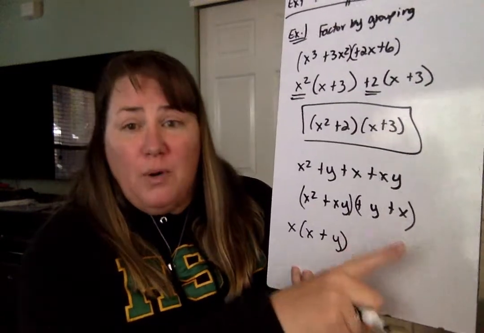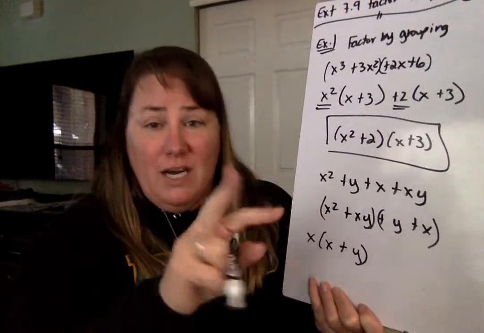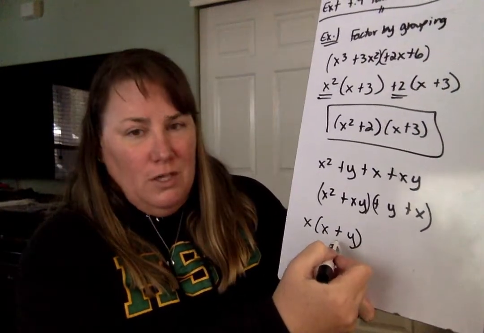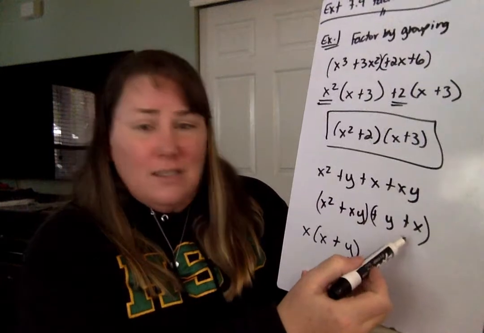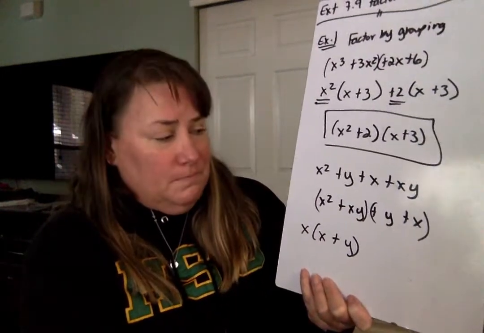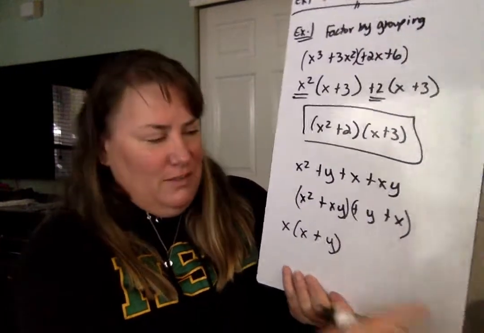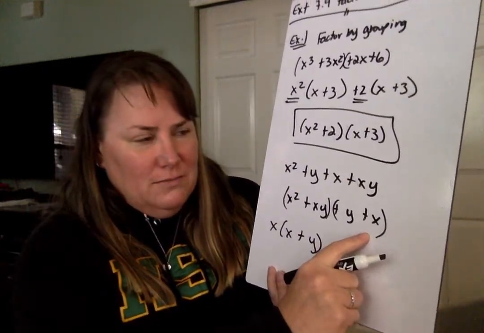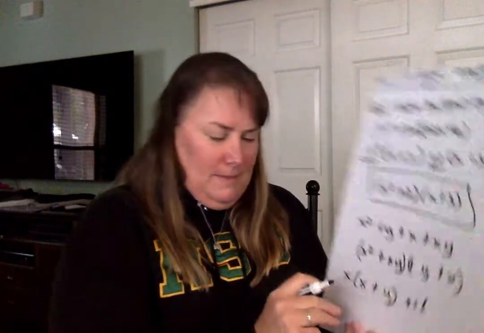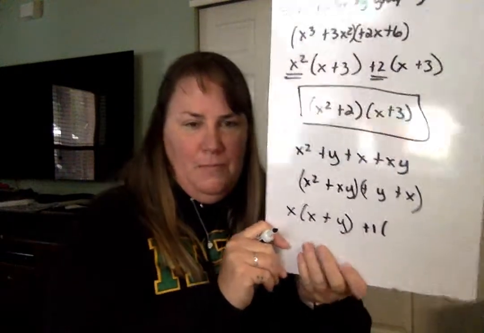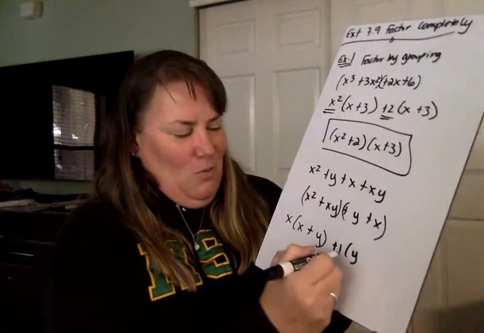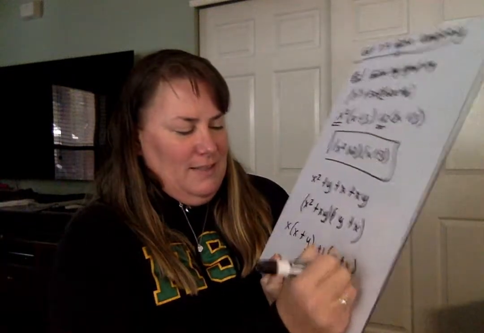Well, remember that commutative property tells you you can add in any order and still have it be the same. So this is saying like 2 plus 5, and this is saying 5 plus 2. You still get the same answer. So technically, y plus x and x plus y are the same binomial. But you still have to factor it. So what can you take out of this? How about a 1? One times what gets you y? Y. 1 times what gets you x? X.